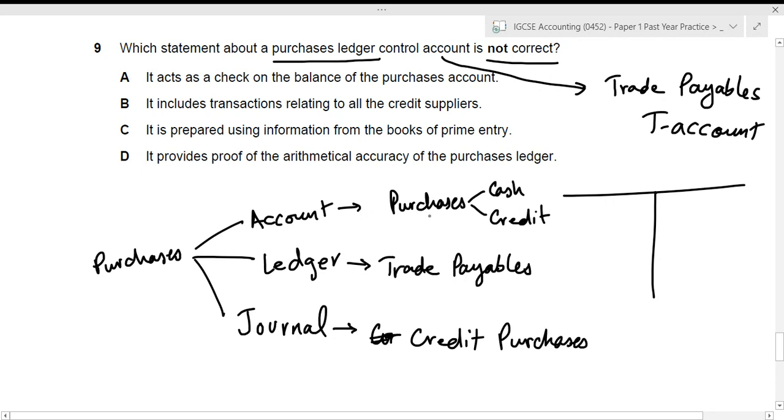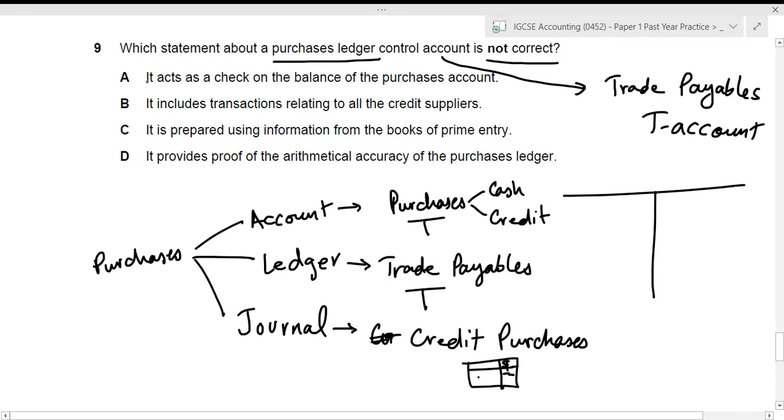So purchases account is actually a T account. Trade payable is also a T account, but journal is not a T account. It is just a table which has some information. So we have to understand the difference between purchases account, purchases ledger, and purchases journal. So this is a purchases ledger control account, which is a trade payables account. So what will not be correct for this?